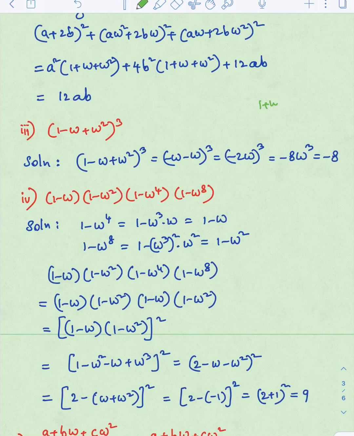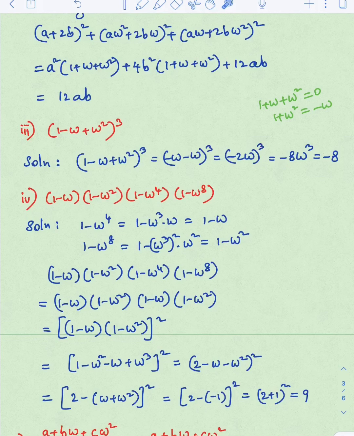Why is 1 plus omega square minus omega? Because 1 plus omega square plus omega is equal to 0. We want 1 plus omega square, which is minus omega, because plus omega when you take it to the other side will become minus omega. So in place of 1 plus omega square, we are writing minus omega. There is one more minus omega in it. Total is (minus 2 omega) whole cube.